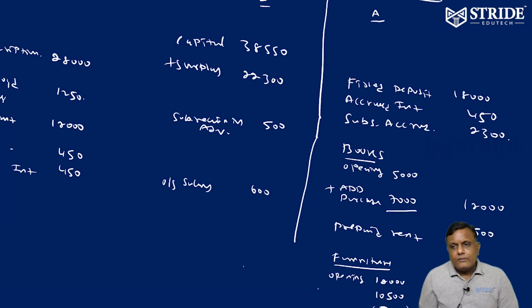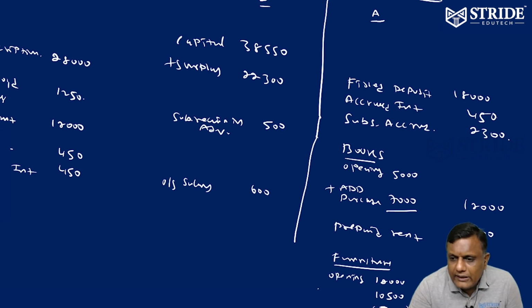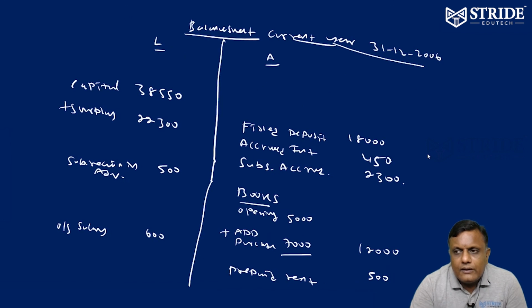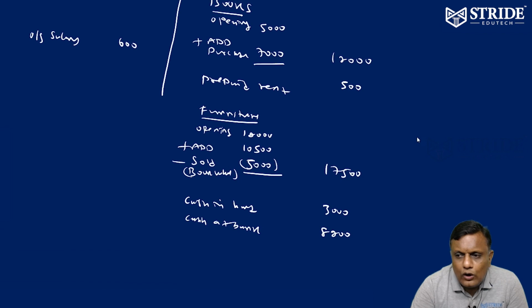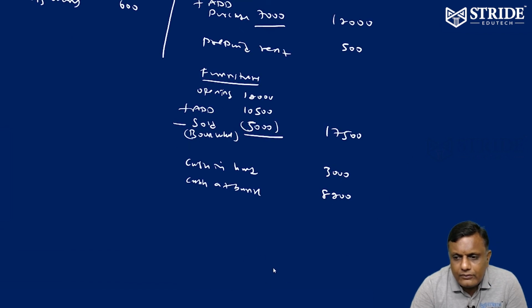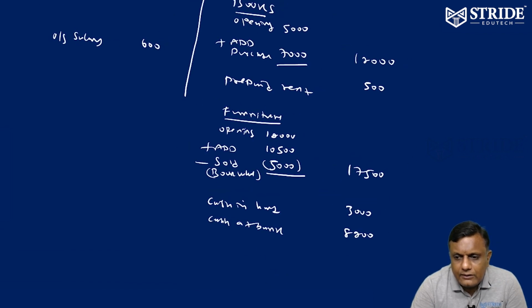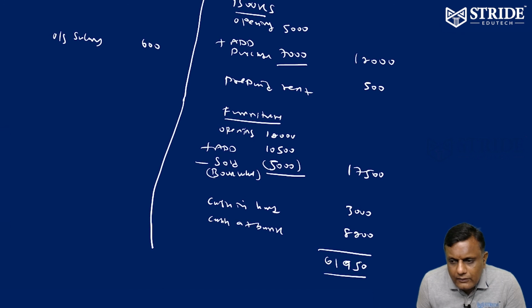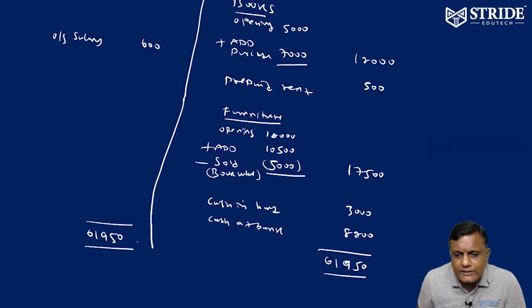Right. So we can make a tally now. Let's close the current year balance sheet as of 31/12/2006. Adding all the values, liability side and asset side, it will become tallied now. Kindly check it out. So the total is 61,950 here. Similarly here, 61,950. That's it.